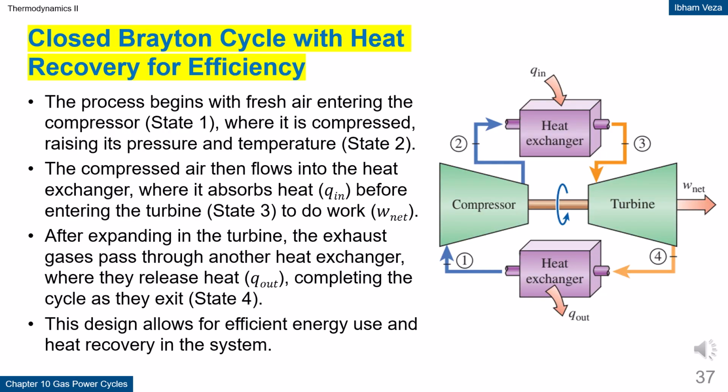Closed Brayton cycle with heat recovery for efficiency. In a closed Brayton cycle, the working fluid circulates in a closed loop and is not discharged to the surroundings. After compression, the fluid is heated in a heat exchanger before entering the turbine. After expansion, heat is rejected through another heat exchanger.